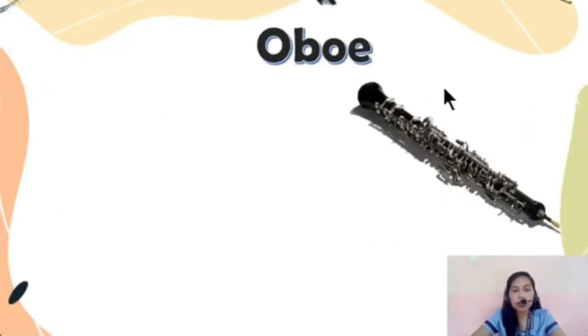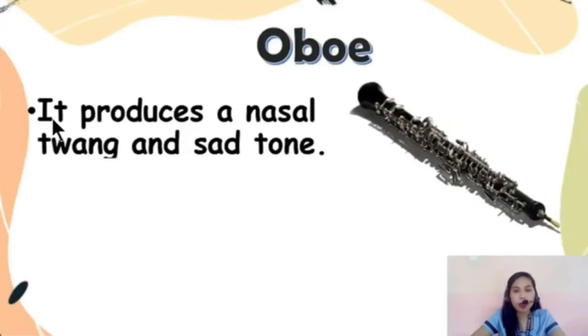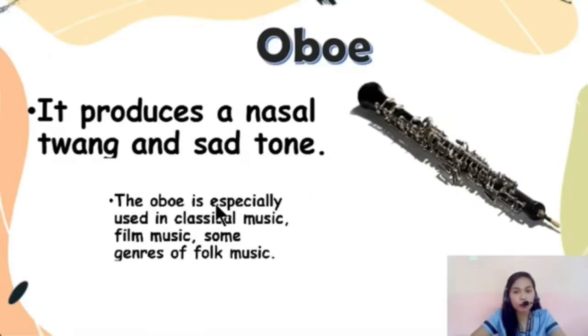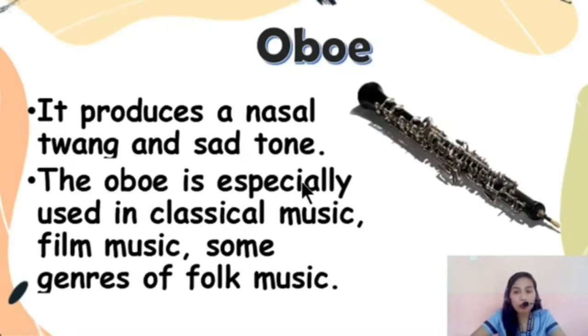And this one is an oboe. It produces a nasal twang and sad tone. The oboe is especially used in classical music, film music, and some genres of folk music.